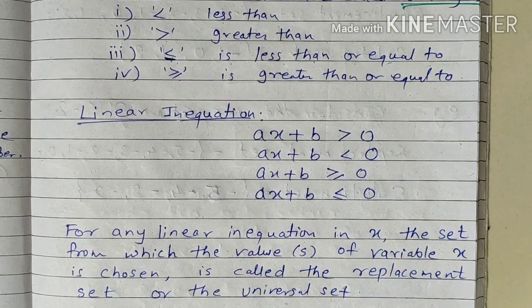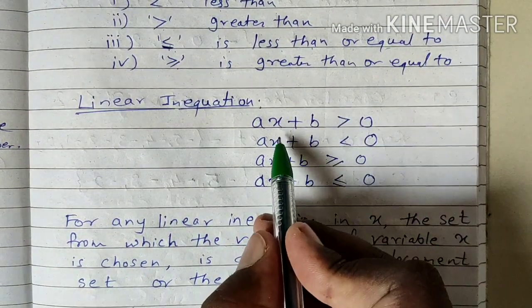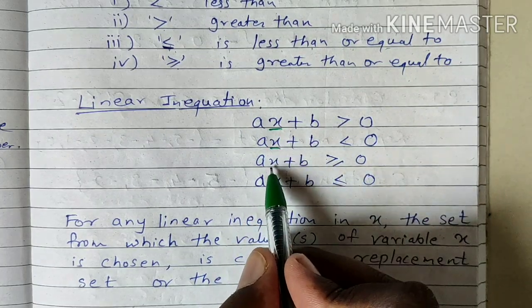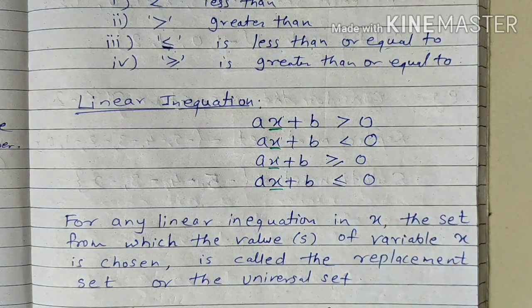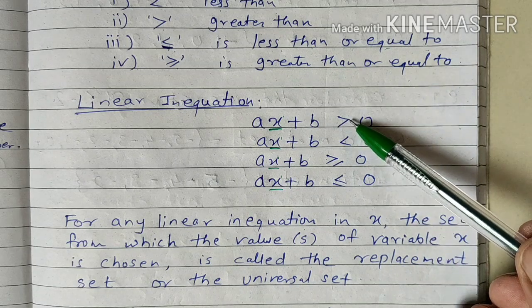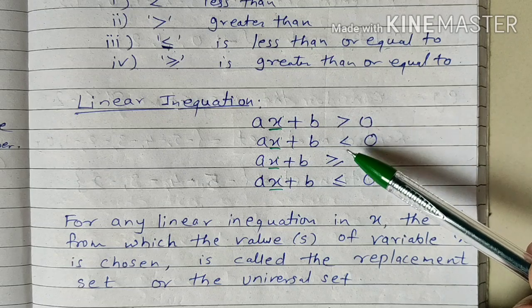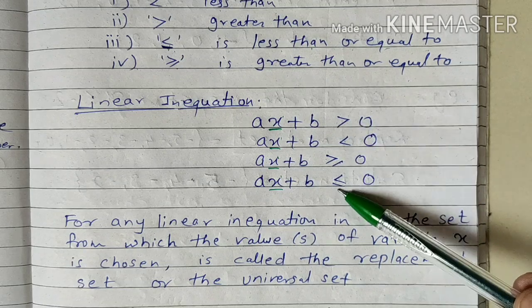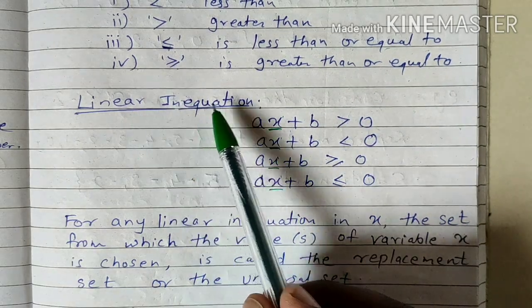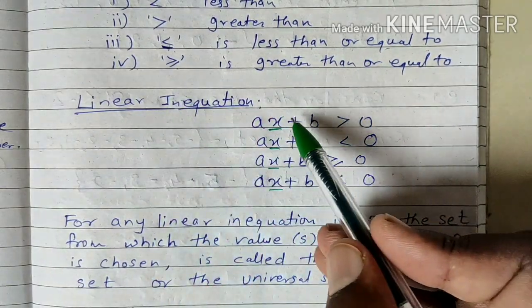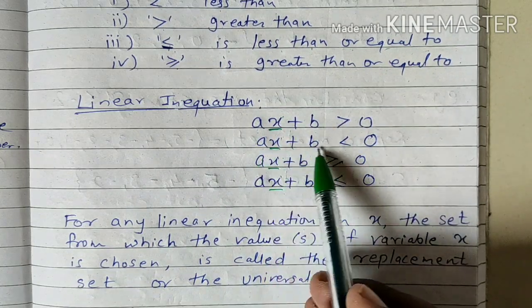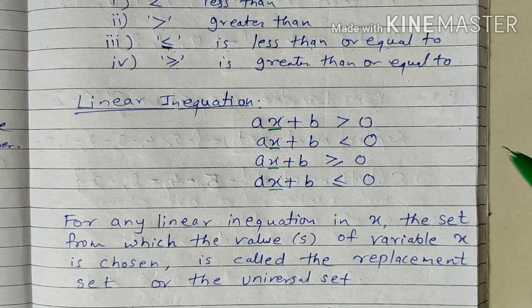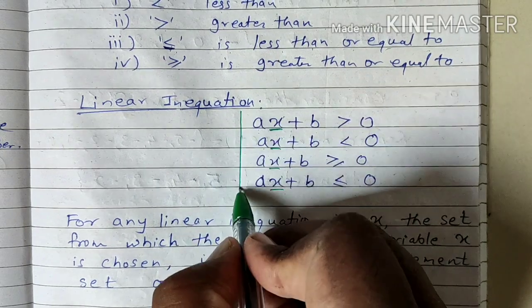Next are the examples of linear inequations. See, the variable is x in each case, and the power of x is 1. So that means the highest power of the variable is 1, so we can call it a linear inequation. Why is it an inequation? Because it consists of greater than, less than, greater than or equal to, less than or equal to signs. Linear means the degree of the inequation is 1. And this a and b are numbers, or any constant term. These are the formats of linear inequations.